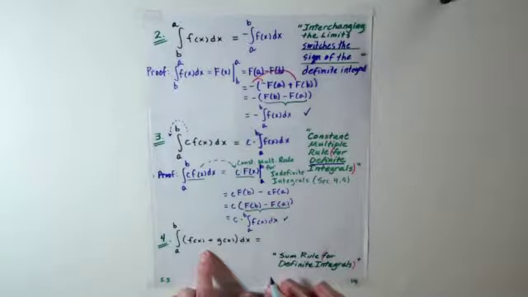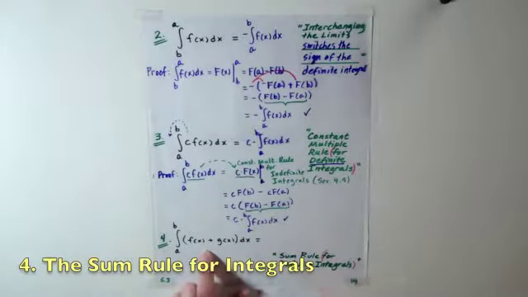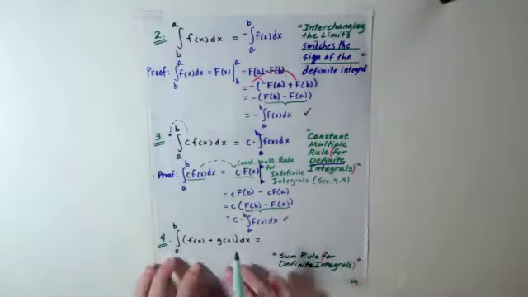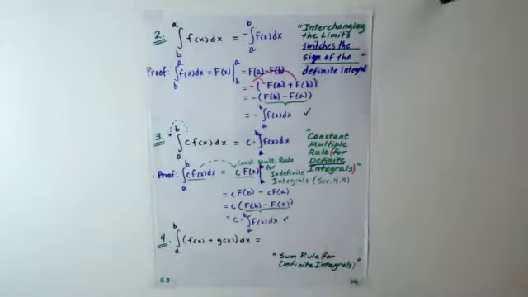Okay, let's look at the fourth property. This one I think I won't prove. It's done in a very similar way. You'll start with the left-hand side and show step by step that it's equal to the right-hand side. This is the sum rule again for definite integrals. We actually already proved it for indefinite integrals back in that section 4.9.